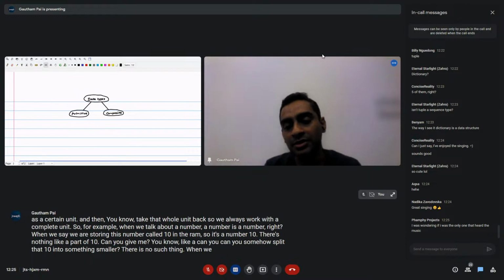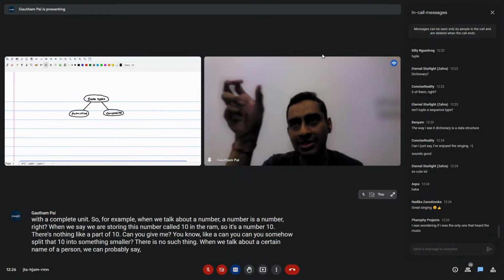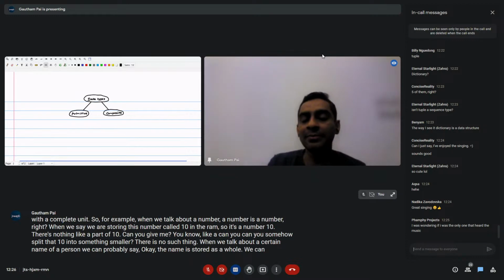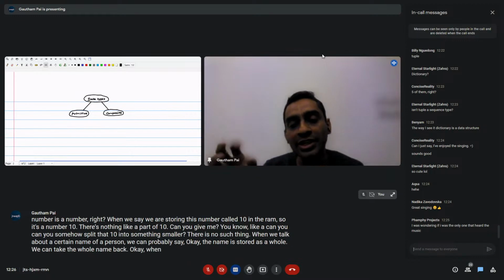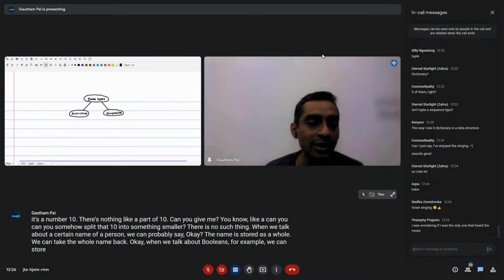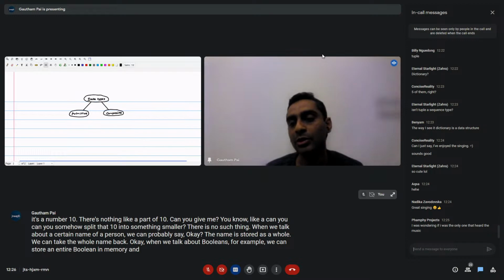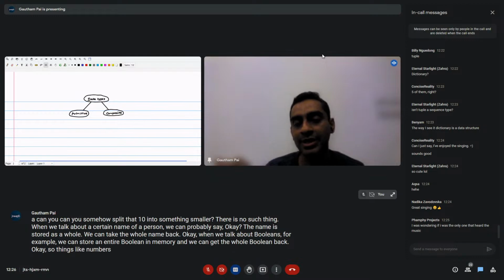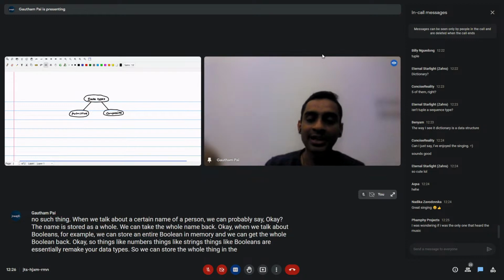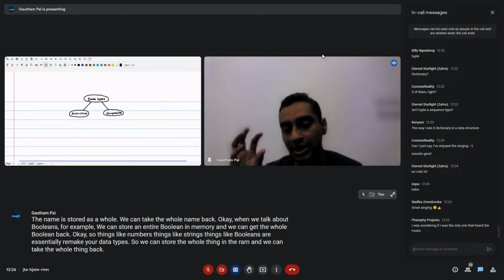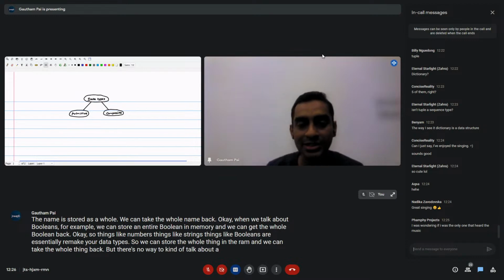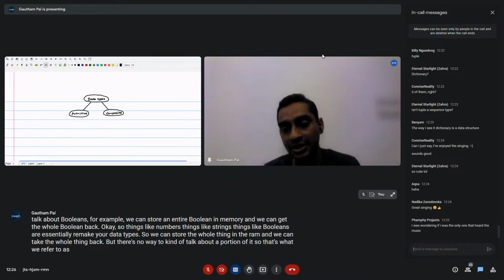When we talk about the name of a person, the name is stored as a whole. We can take the whole name back. When we talk about booleans, for example, we can store an entire boolean in memory, and we can get the whole boolean back. So things like numbers, strings, and booleans are essentially primitive data types. We can store the whole thing in the RAM, and we can take the whole thing back. But there's no way to talk about a portion of it. So that's what we refer to as primitive data types.